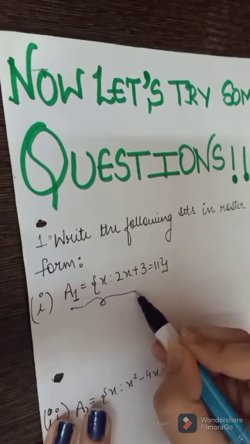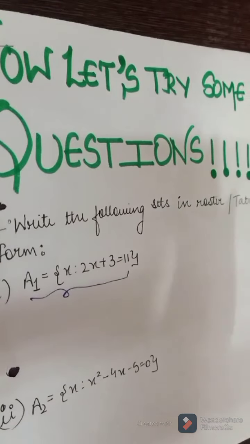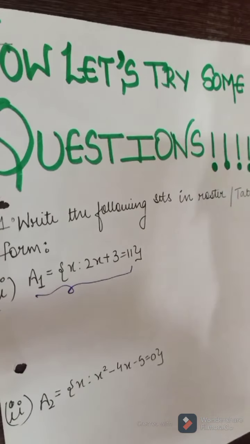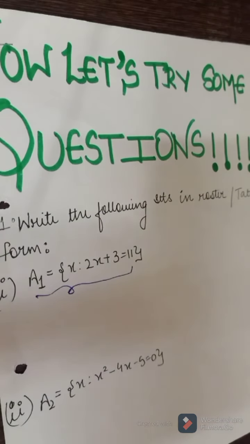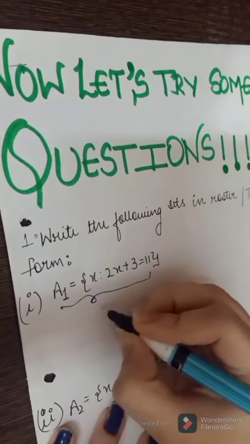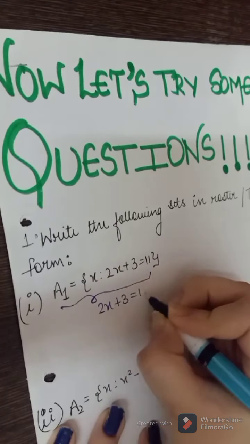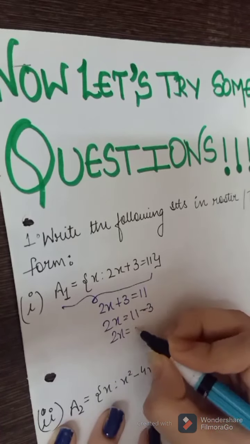How do we write in the roster form or the tabular form? If you've been given a set A1 is equal to {x such that 2x + 3 = 11}, now we've been given an equation, right? You have to solve this equation and get the answers for the set A1. Let's see how we are going to do that. The first question states A1 is equal to {x such that 2x + 3 = 11}. So if we solve this equation, 2x + 3 equals 11, 2x is equal to 11 minus 3. So 2x comes out to be 8.